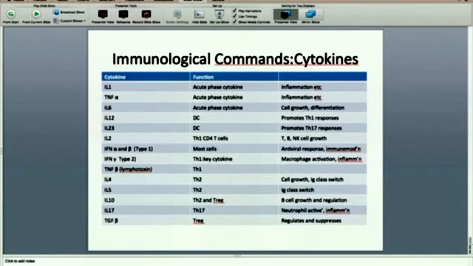IL-17 is for neutrophil activation, which promotes inflammation. It is also a target for treatments of rheumatoid arthritis and psoriasis. And then TGF-beta is a regulatory cytokine. So look these over on your own time. Next. So that's the immune response in maybe 20 minutes, maybe a little bit longer.